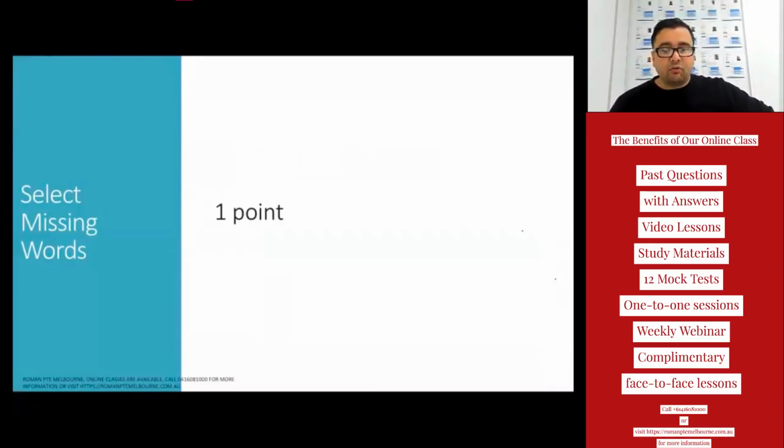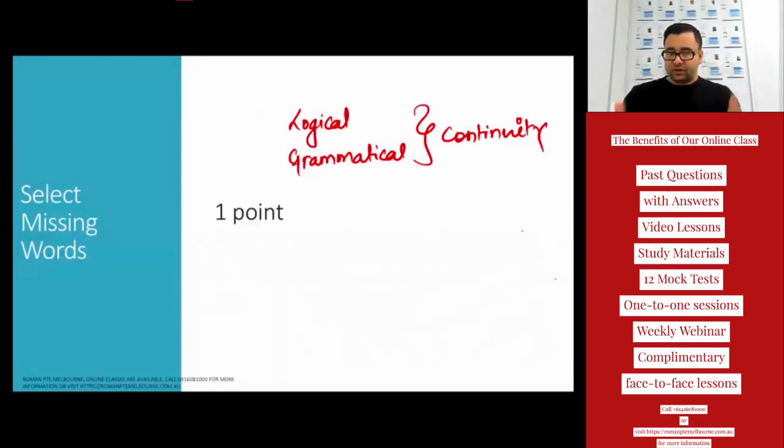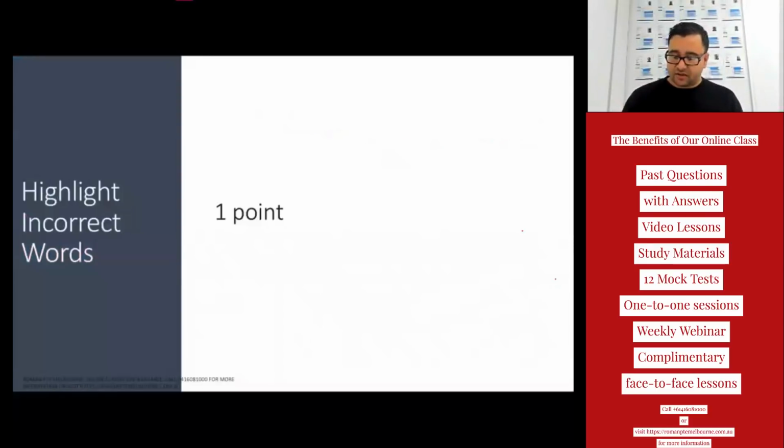Select missing word, you get 1 point. This is a test of only listening. It does not affect any other sections. You might get up to 3 questions in the test, and sometimes all the options will have only 1 word. Sometimes they'll be longer than that. The only 2 tricks you have to think about here are logical and grammatical continuity. That means you have to think logically and grammatically about which will be the missing word. Okay, we'll not get into the details of these things because I'm just trying to explain the scoring here.